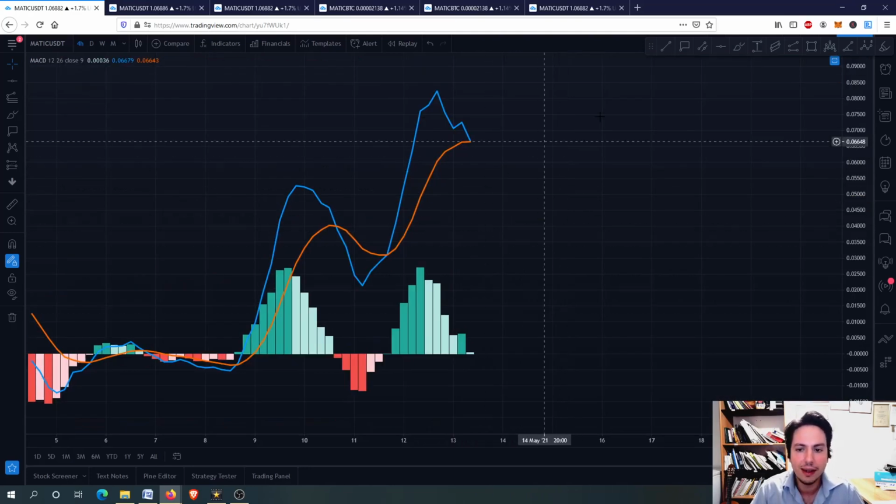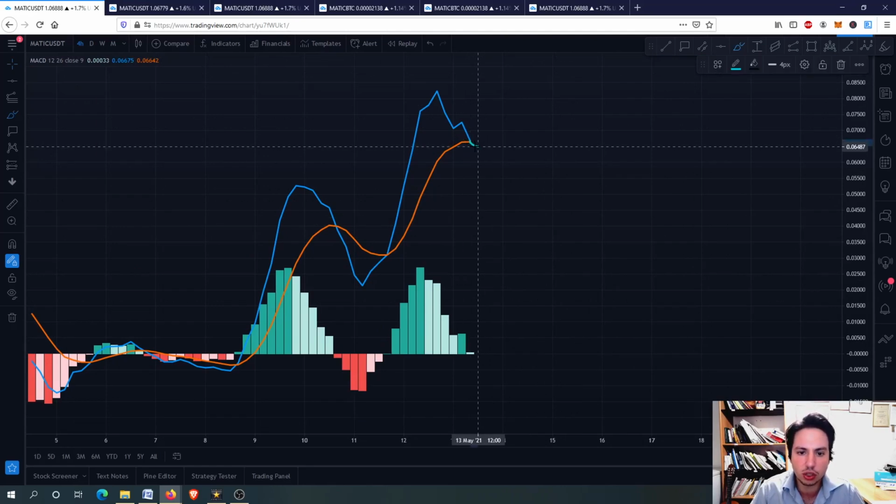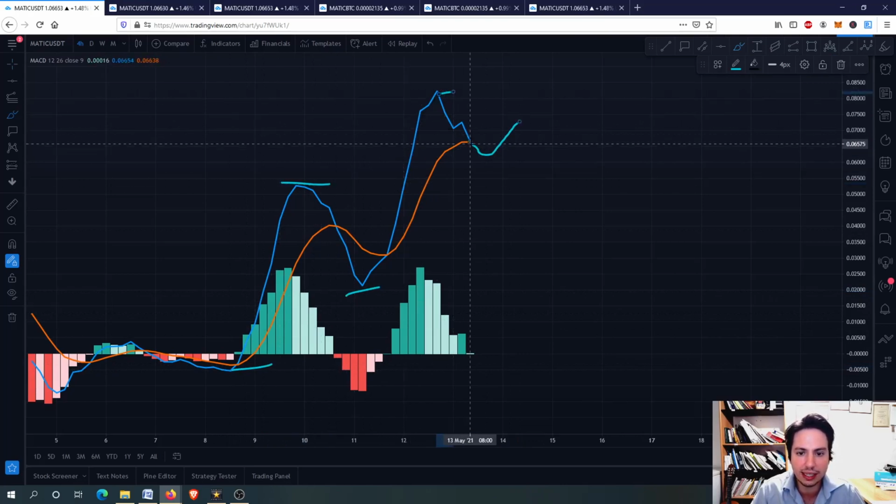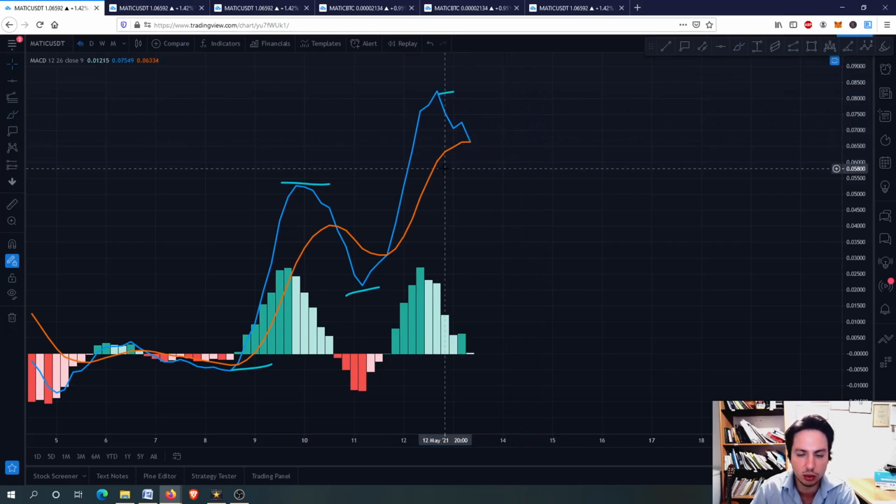For the MACD, I don't care about this bearish cross, guys, as long as we are making higher lows. You can see here, higher lows, higher highs. Eventually, we are getting this cross, but we will go upwards. Do not worry about that.